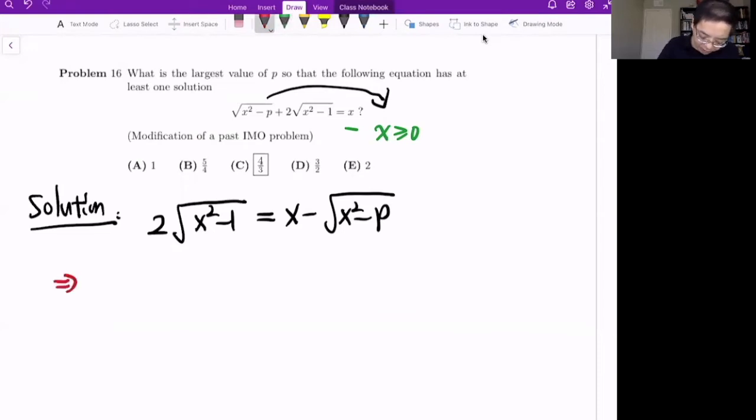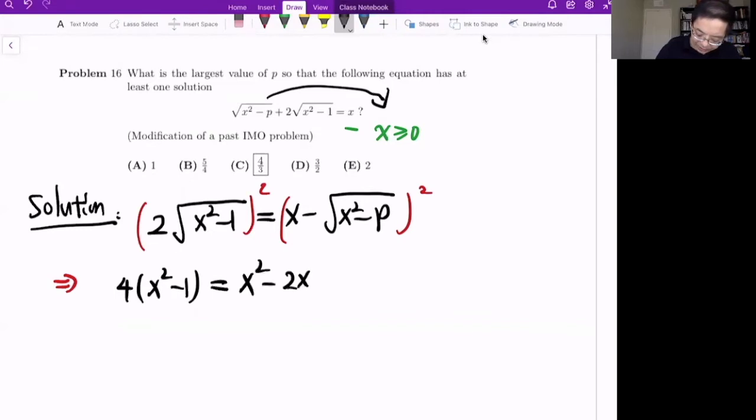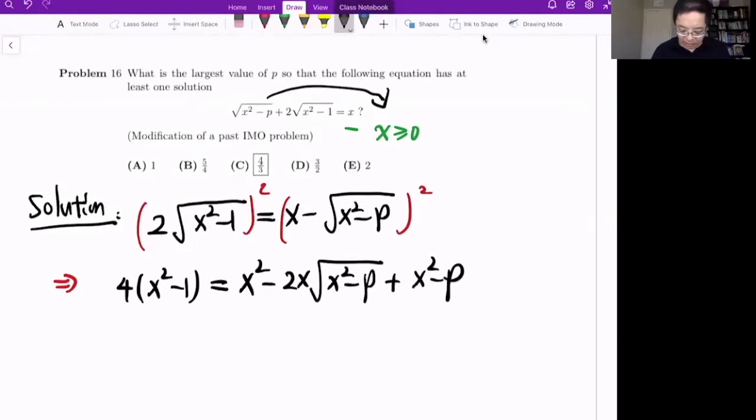So let's take the square on both sides. This gives me 4 times (x squared minus 1) equals x squared minus 2x times the square root of x squared minus p, plus x squared minus p. Now the terms that do not have a square root, let's move them to one side, and here we have another square root. So let's move the others to the left-hand side, and then take the square again.